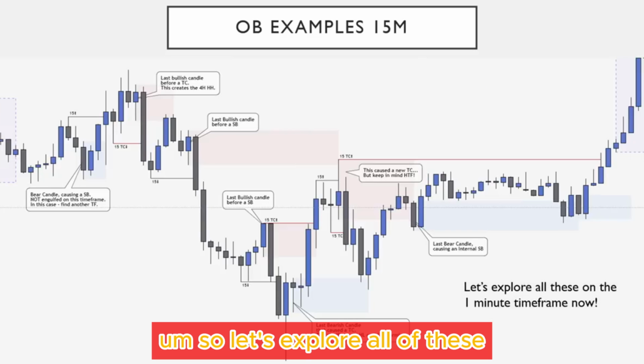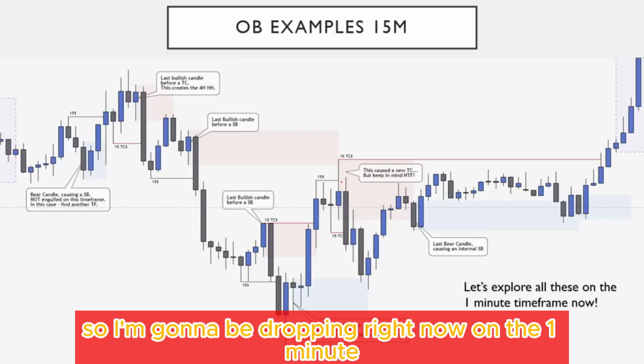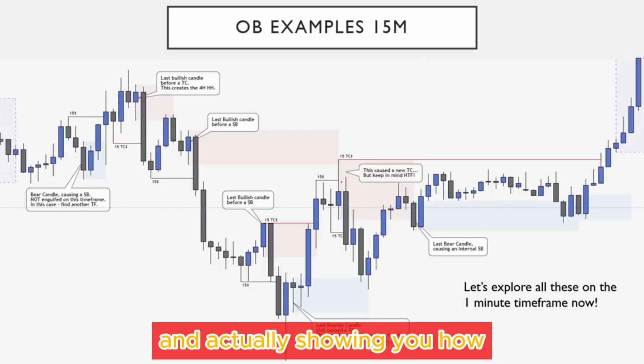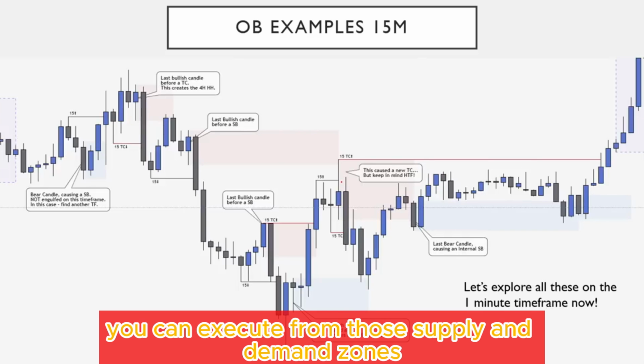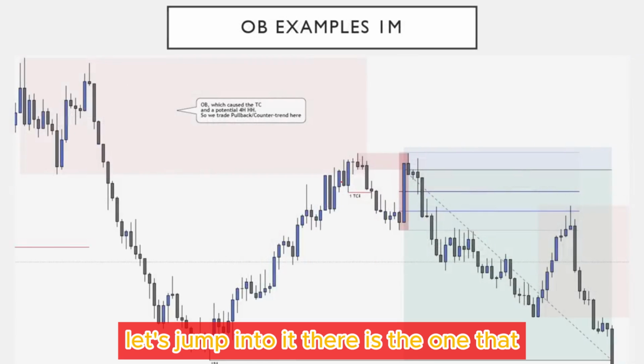So let's explore all of these. Keep all of these in mind. I'm going to be dropping to the 1 minute and actually showing you how you can execute from those supply and demand zones on the 1 minute by using the same OB and the same supply and demand rules. So let's jump into it.